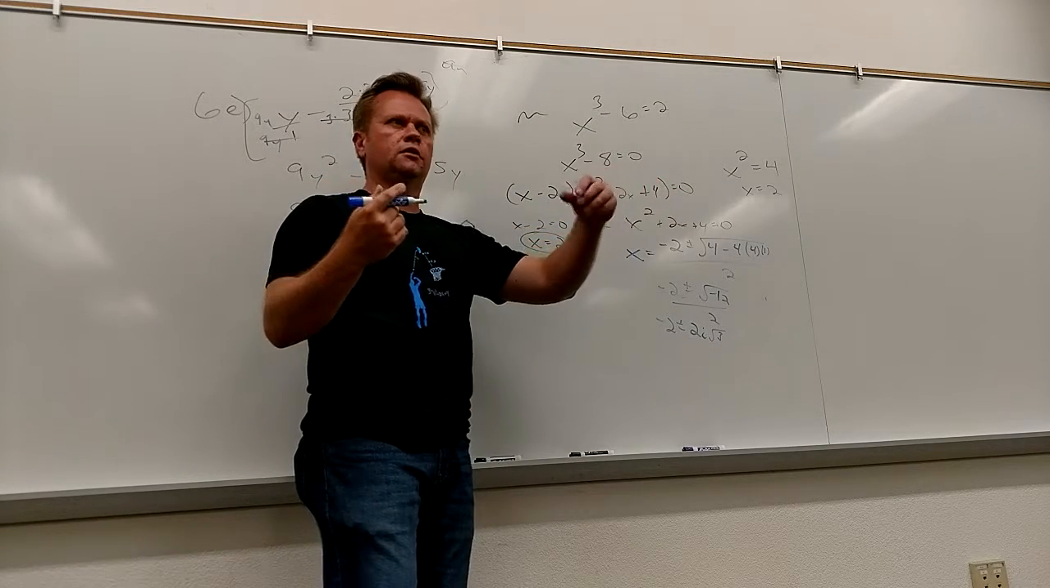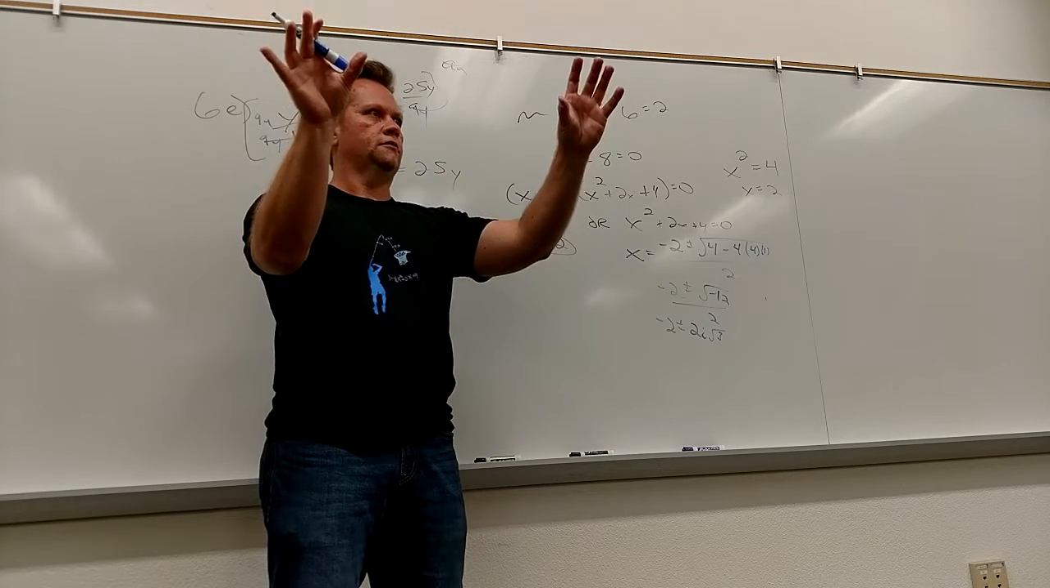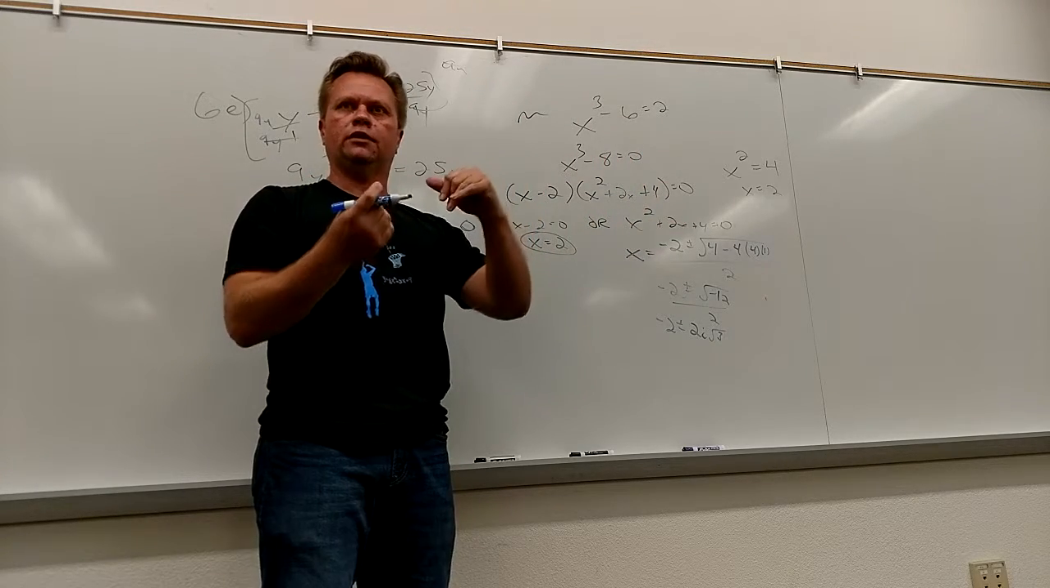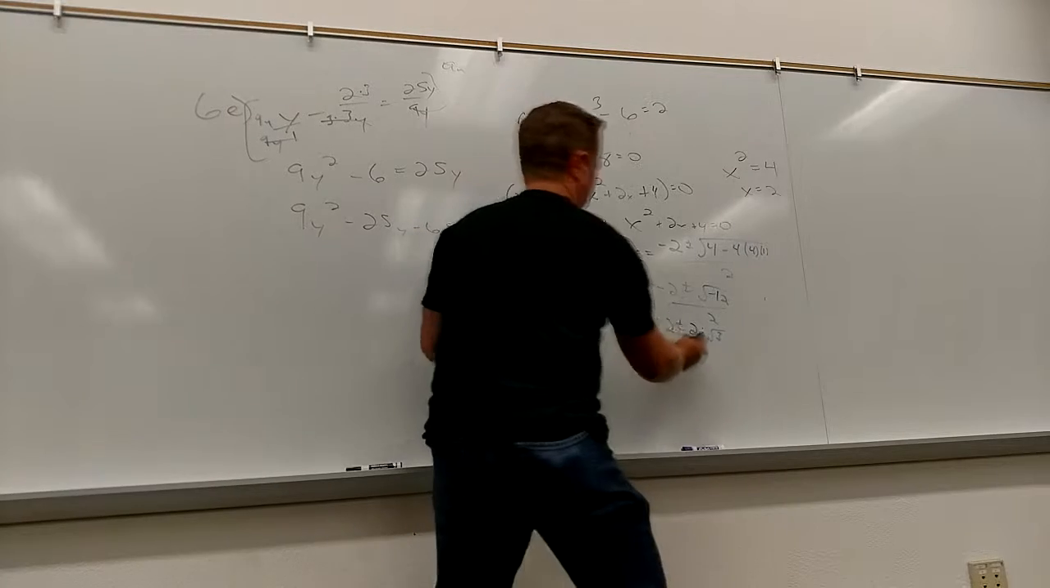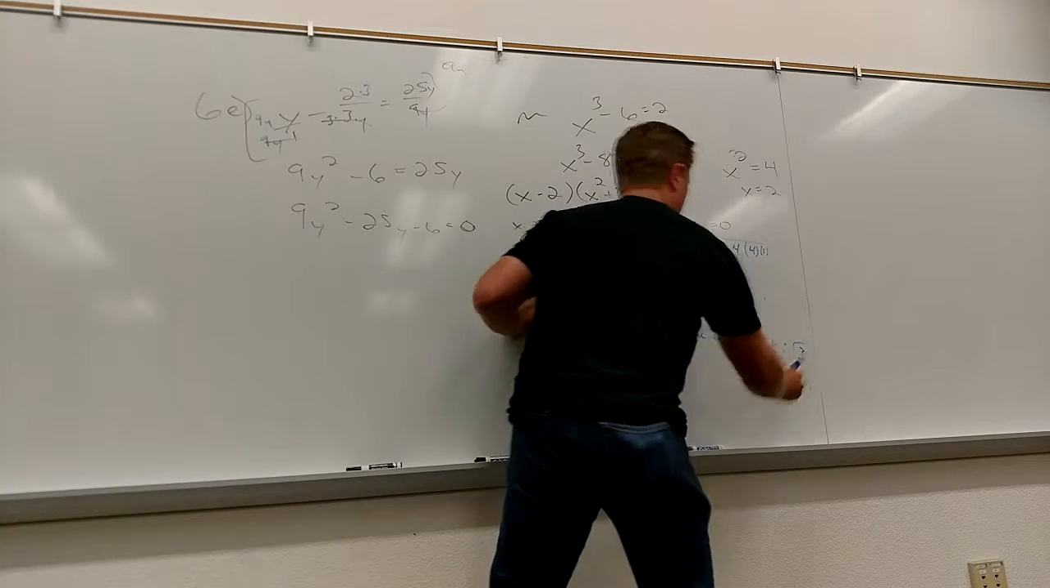Oh, you guys didn't like that one. Just simplify rad 12, right? Rad 12 is rad 4, rad 3. So it's 2 rad 3. And then the negative inside, square root of negative 1, I can write it as i. All divided by 2, so all the 2's die. Negative 1 plus or minus i rad 3.